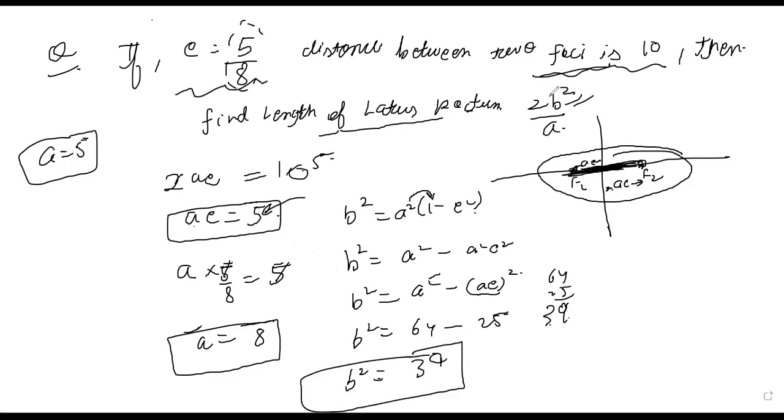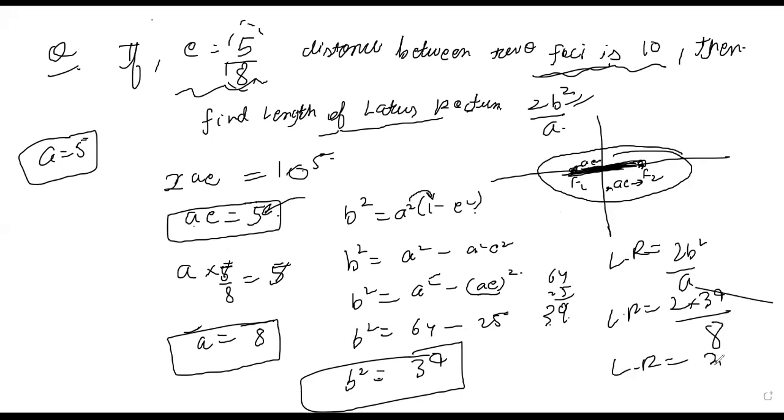Now we will put B square in this equation. Latus rectum is 2B square upon A. So latus rectum is 2 into 39 upon A. A is 8, so latus rectum came out to be 39 upon 4. It's 2 into 39, right? Yes, 2 by 8 is 1 by 4.